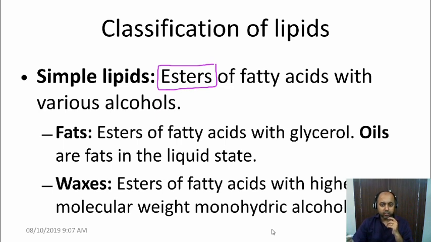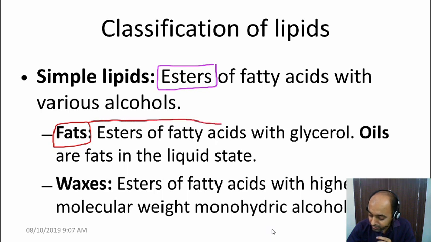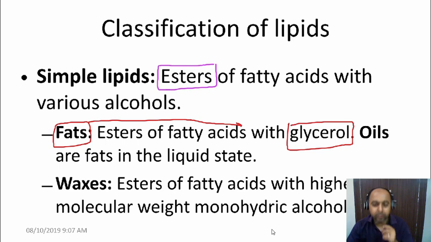Now we subdivide them into two groups depending on the type of alcohol. First group are the fats. In fats, the alcohol is glycerol. How is glycerol different from other alcohols? It is different because it has three hydroxyl groups. So it is equivalent to three alcohols. So the esters of fatty acid with glycerol are known as fats.